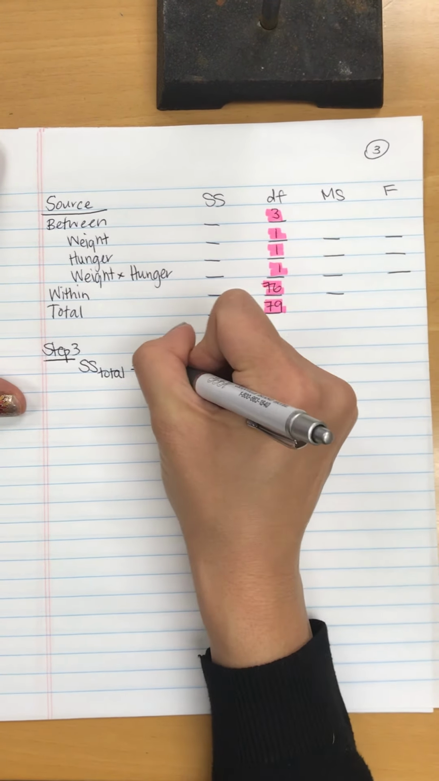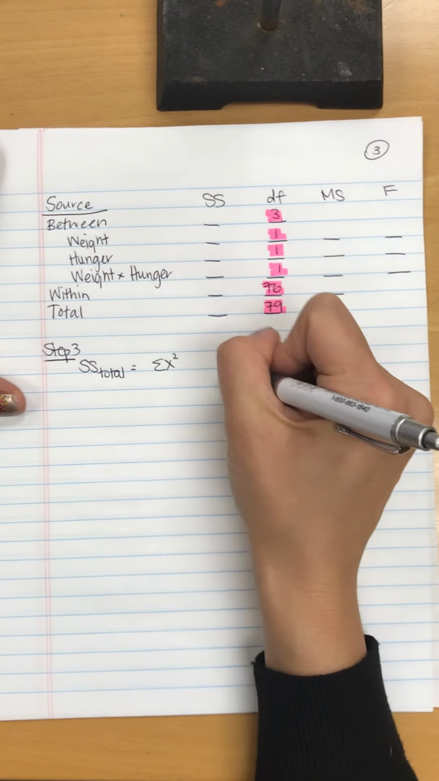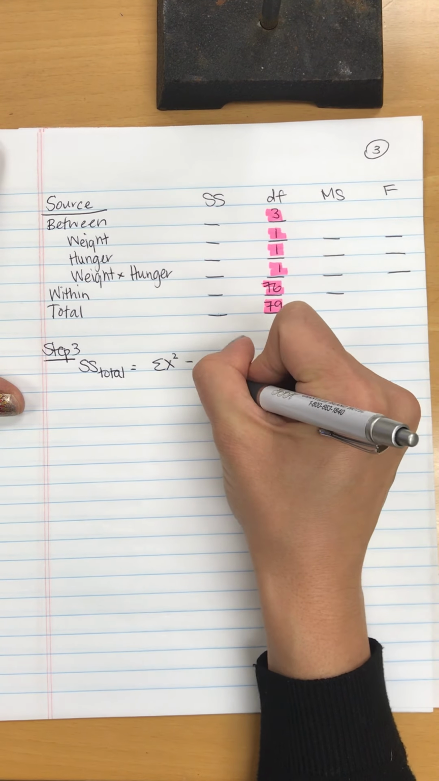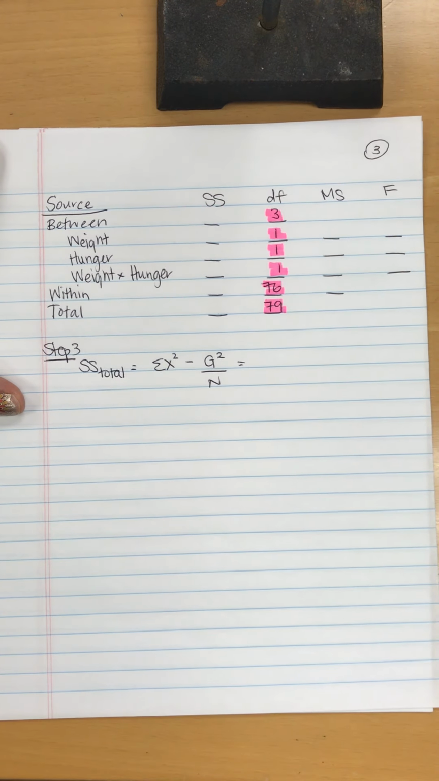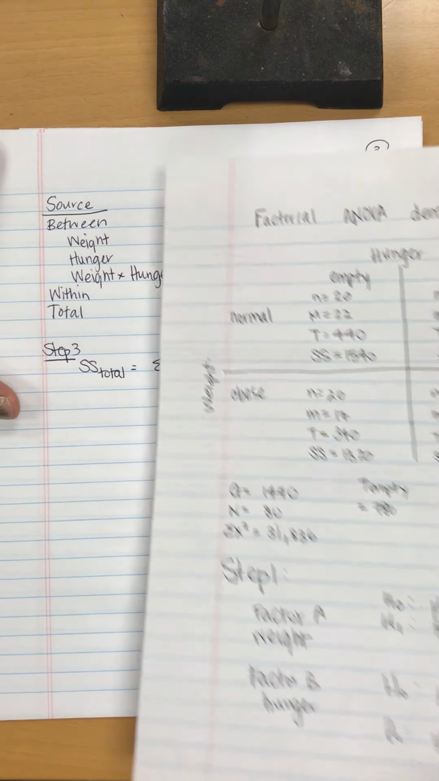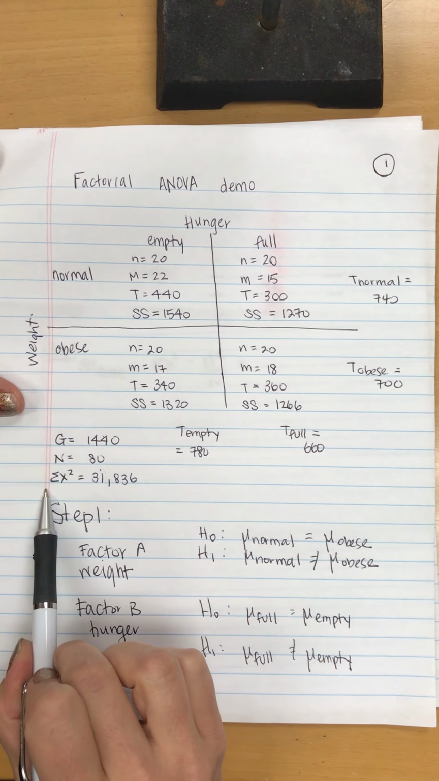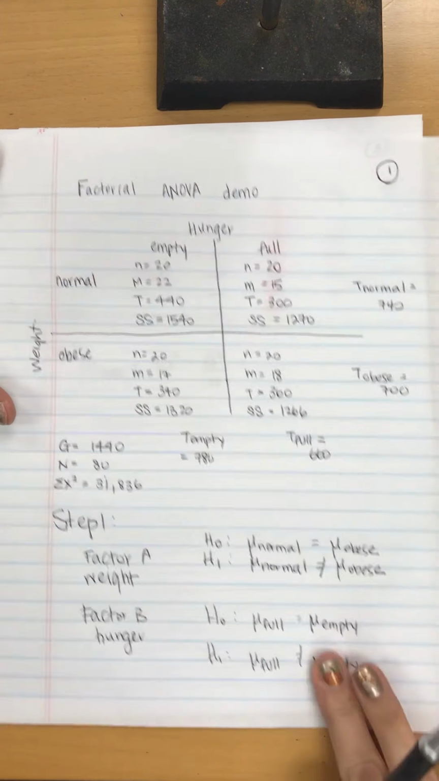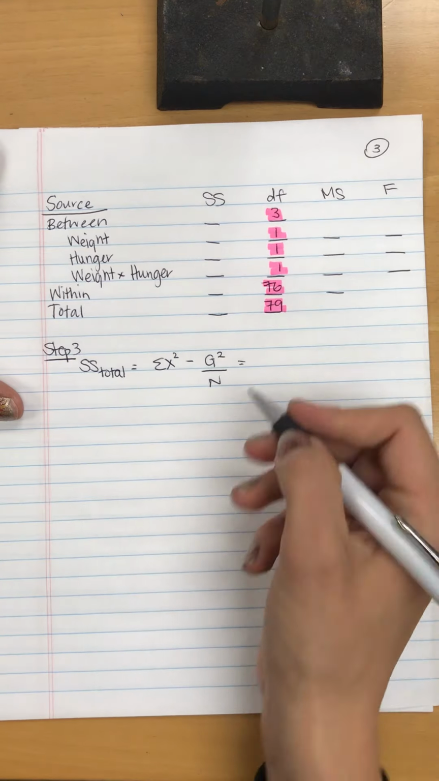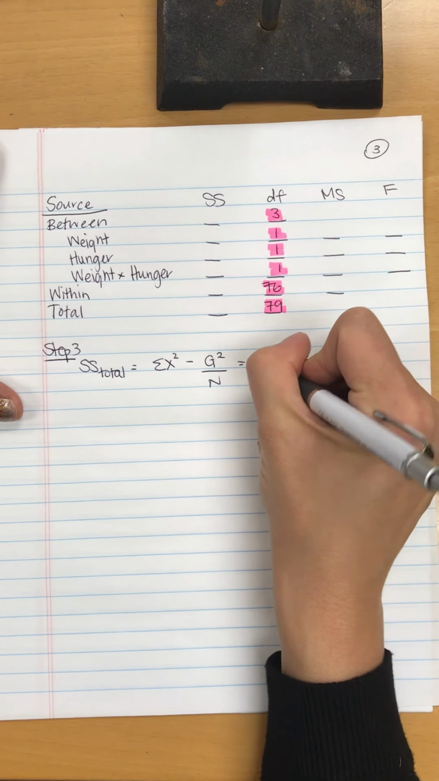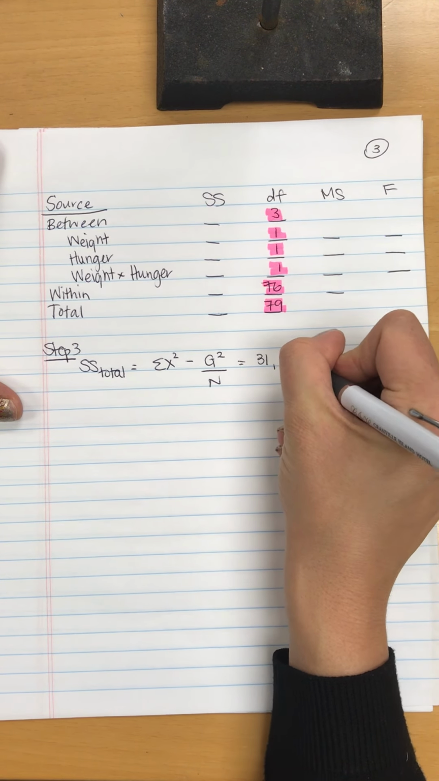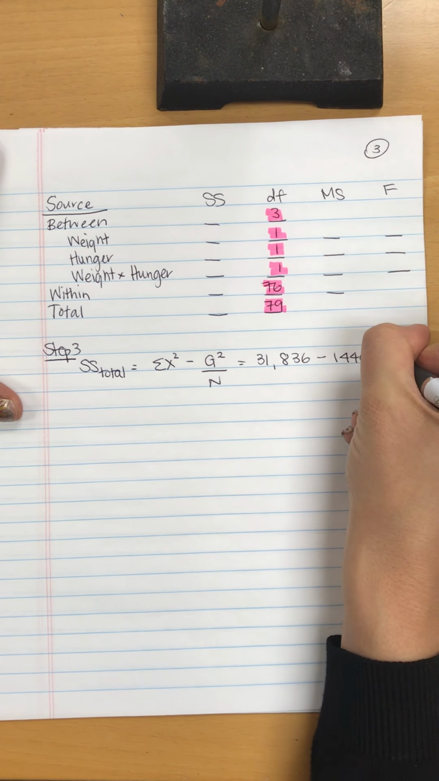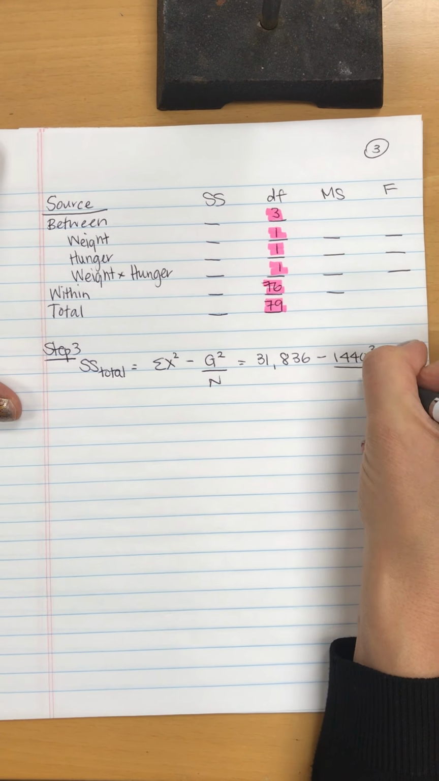And that is equal to the sum of x squared minus G squared divided by big N. And so these values come from the question itself. So if you recall, we've got the sum of x squared, we've got big G, and we've got big N already calculated out for us. So we've got 31,836 minus 1440 squared divided by 80.